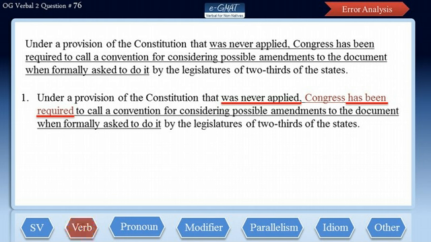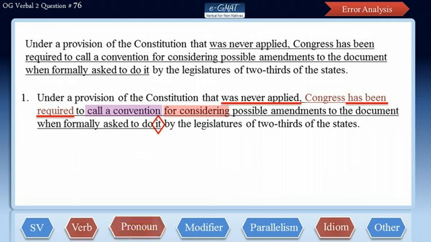Also, the purpose of calling the convention is to consider possible amendments. Hence, the to verb must be used. For considering must be turned to to consider for precision. So we have an idiom error in this sentence. Also, the pronoun it has been used to refer to call a convention, an action. Now this is not correct. Pronouns can only be used to refer to nouns. Do so should be used instead. So we have a pronoun error here as well.